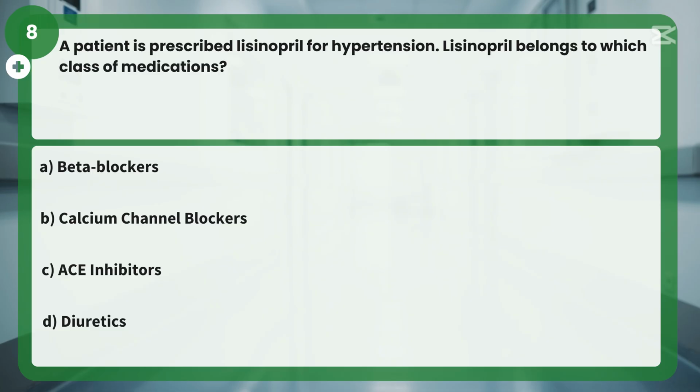Question 8. A patient is prescribed lisinopril for hypertension. Lisinopril belongs to which class of medications? A. Beta blockers. B. Calcium channel blockers. C. ACE inhibitors. D. Diuretics.